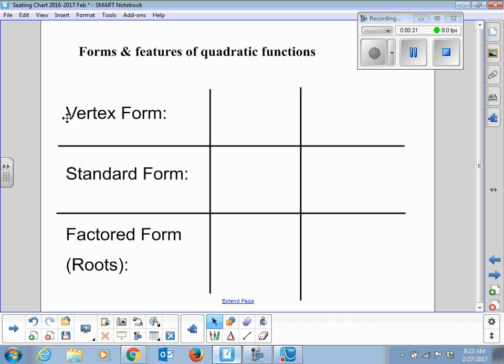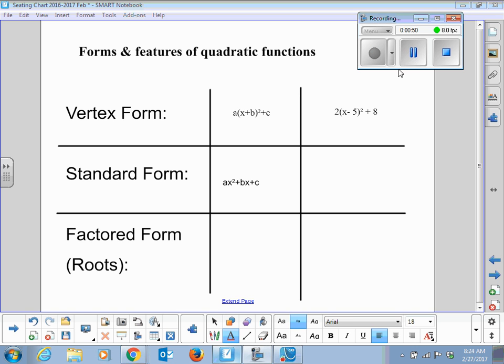So the first form is vertex form, then you have standard form and factored form. Okay, so this is the general form of vertex form. This is what that equation could look like. Standard form, that's what we've used the most. Okay, so general is ax squared plus bx plus c, and an example is x squared plus 3x plus 2.